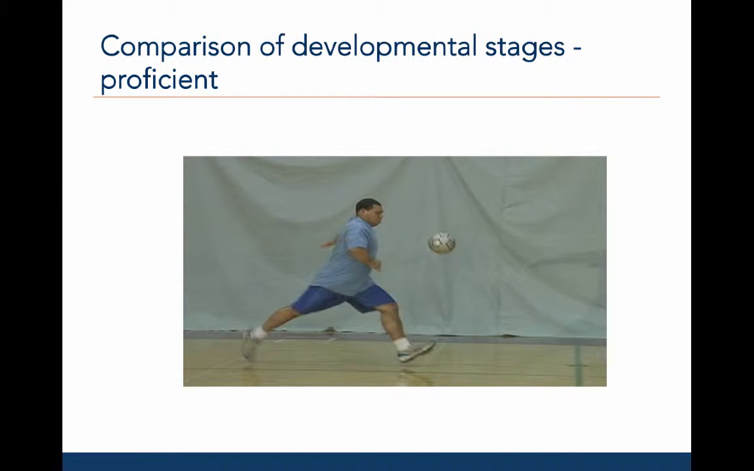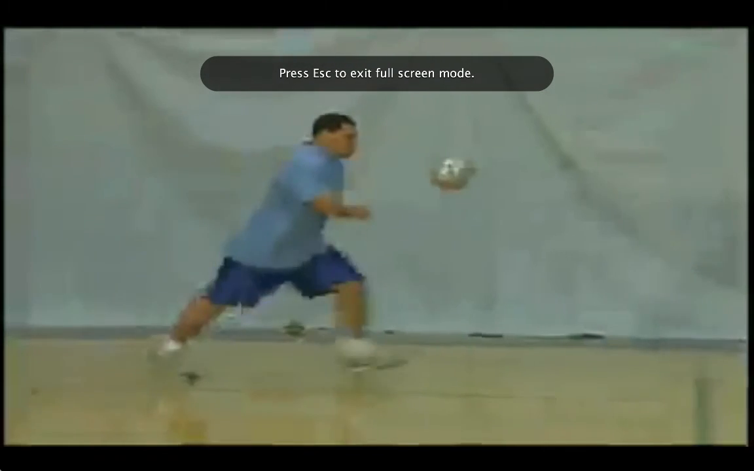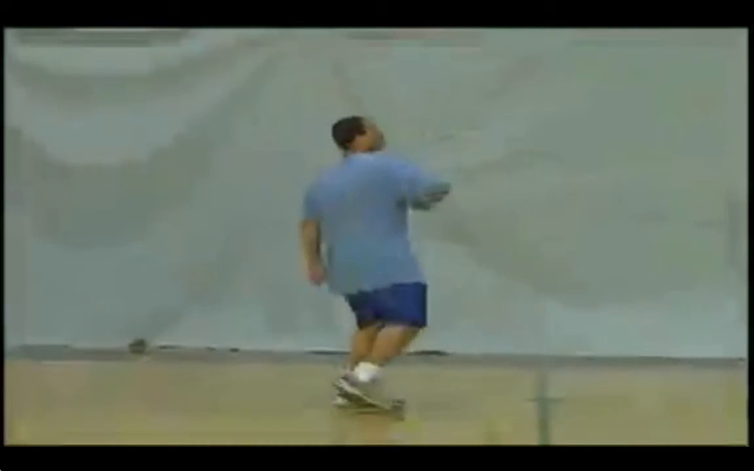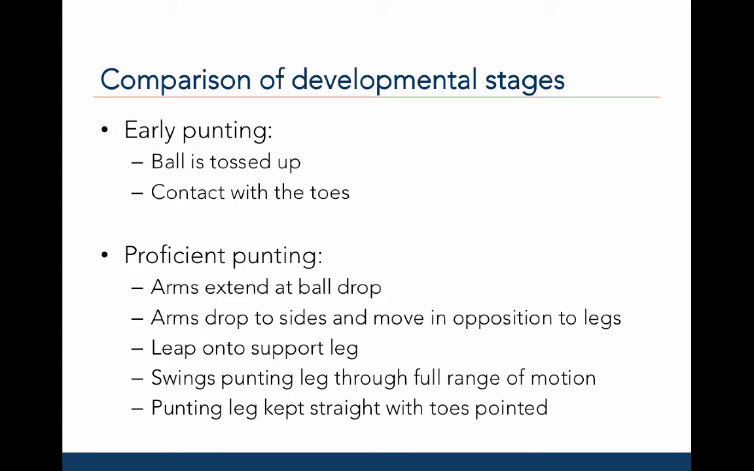Now let's take a look at a proficient punter. Again, pay attention to the action of the arms during the ball release and contact phases, and the leg action during the ball contact phase. Let's summarize the difference between early and proficient punters. The early punter tosses the ball up and contacts the ball with her toes.